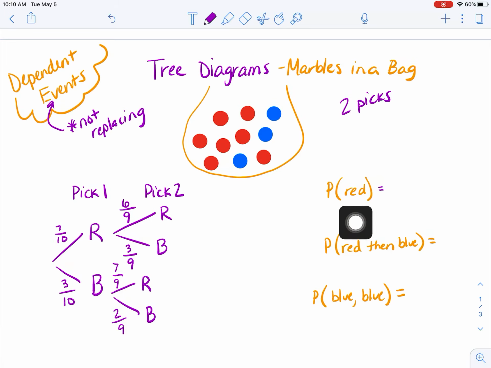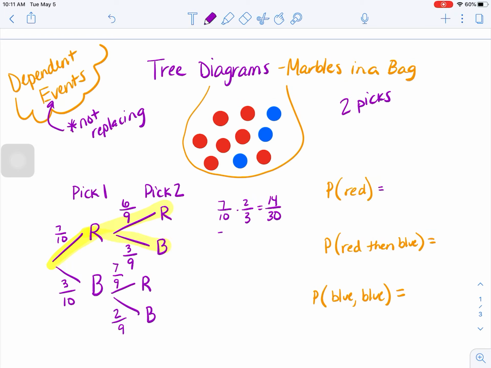So now I can start calculating picking a red. So this first problem, pick the probability of picking a red. So that means any red, whether I pick a red here or I pick a red here. Meaning, and I like to highlight these paths, I could follow this path. So that would be like doing 7/10 times 6/9. I'm going to simplify that fraction to make our lives a lot easier. So 2/3. So that's 14/30.